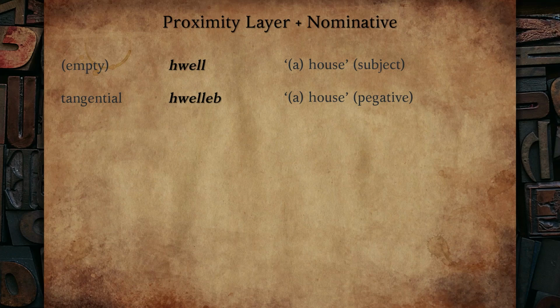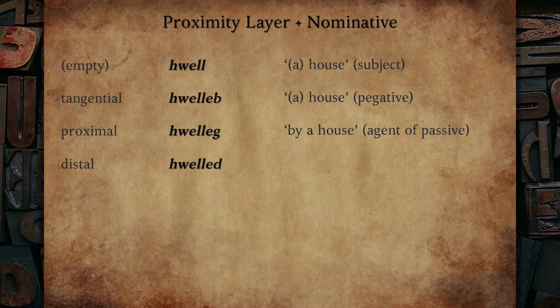Then we have the proximal, Huelig, which encodes the agent of a passive. So for example, in "it was hidden by a house" would be in the nominative proximal. And then we have the distal, Huelid, which would mean "despite the house".